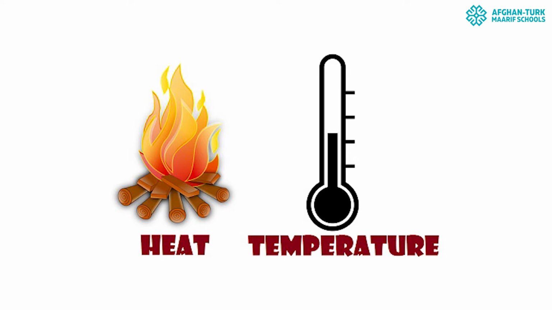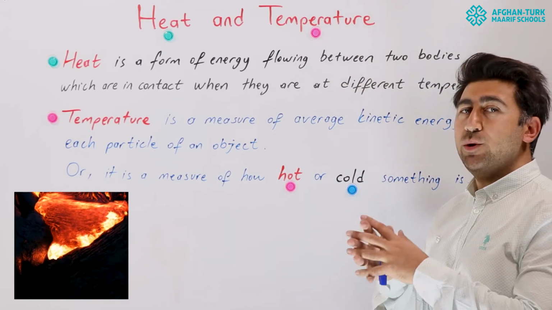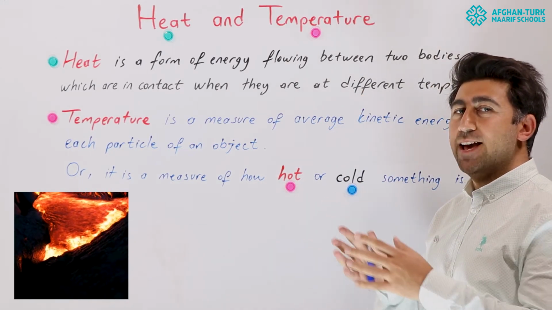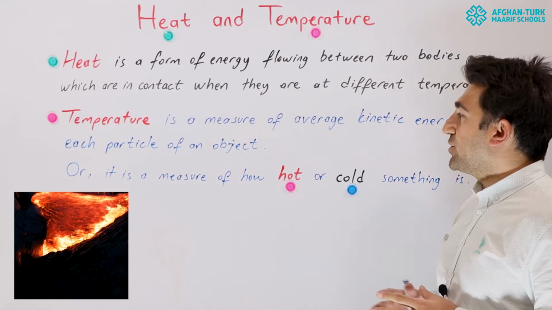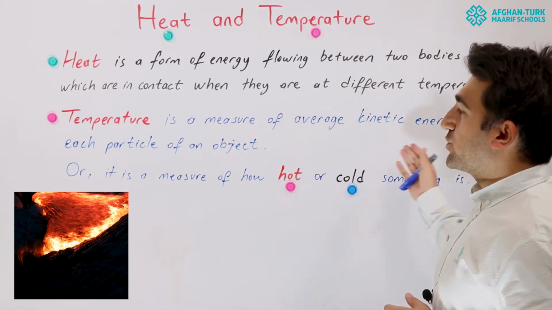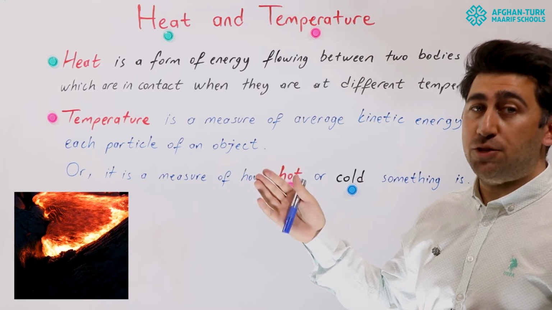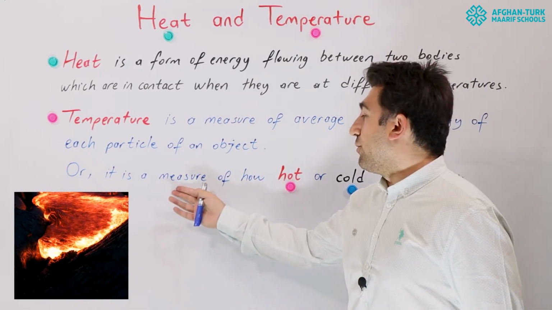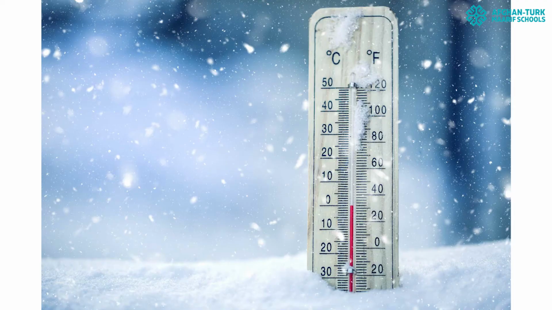Heat is a form of energy flowing between two bodies which are in contact when they are at different temperatures. Temperature is a measure of average kinetic energy of each particle of an object. Or better, it's a measure of how hot or cold something is.